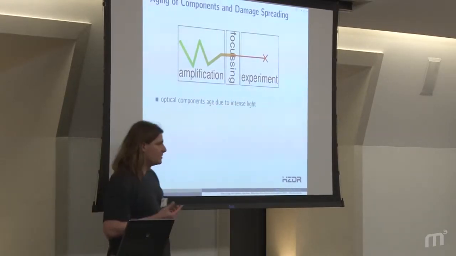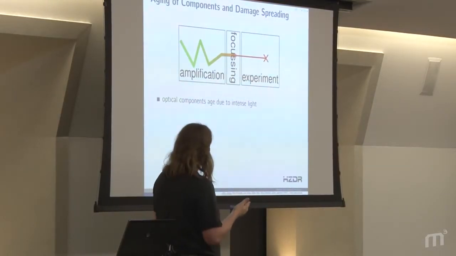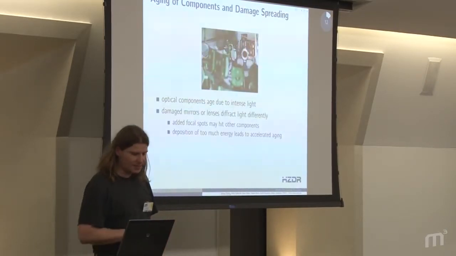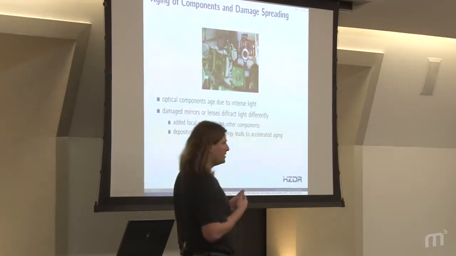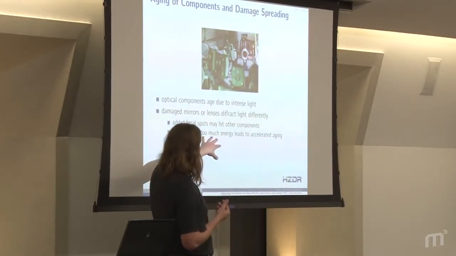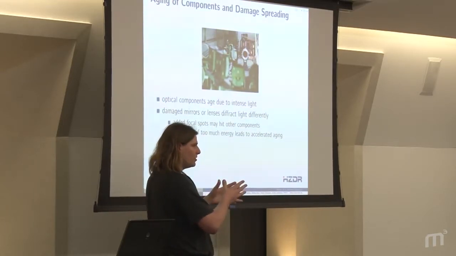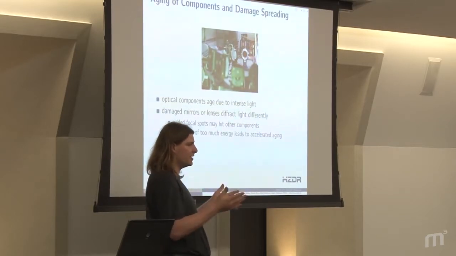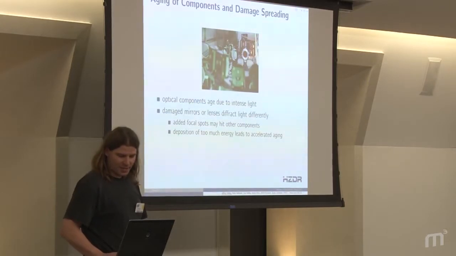It's already intense light, so the components are basically running at the limit already. Components age due to the stress, and at some point they may break. If you have a damaged mirror in our system, then it diffracts light differently and may add other focal spots which can hit different components. One broken mirror will hit another component, which will also break. This one will break another one. You get a cascade, and if you don't stop it, it will break your whole laser.